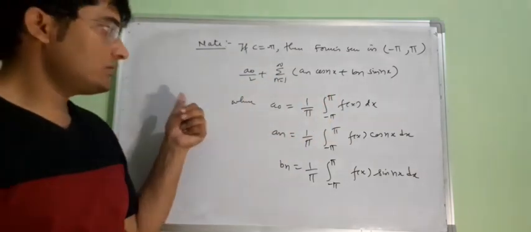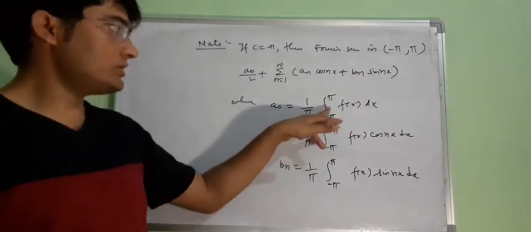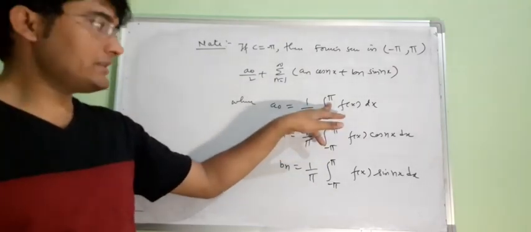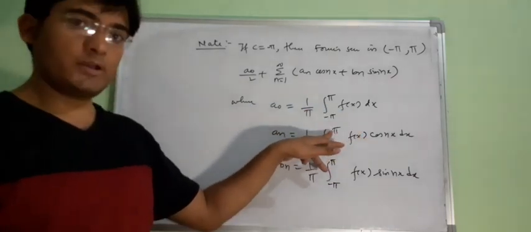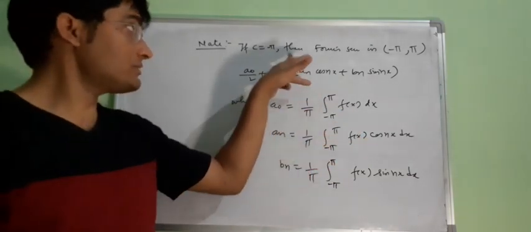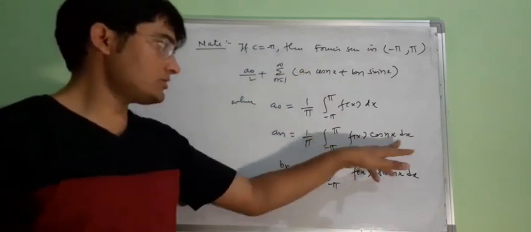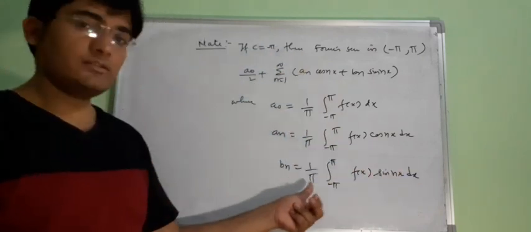Now please check your original series, which was for c to c plus 2 pi. Now if c is minus pi, then a0 will be the integral from minus pi to pi of f(x) dx, with c to c plus 2 pi becoming minus pi to pi. And an will be the integral from minus pi to pi of f(x) cos nx dx, and bn is this one.